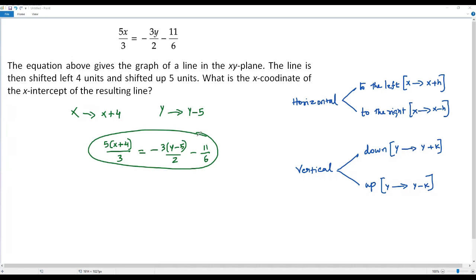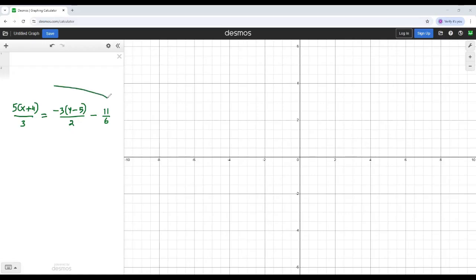Okay, now we can go to Desmos graphing calculator and give this equation as an input and get the x-coordinate of the x-intercept. Okay, now let's go to Desmos graphing calculator. Here we have the equation of the resulting line. Now let me give this equation as input over here. Okay, let me do it.